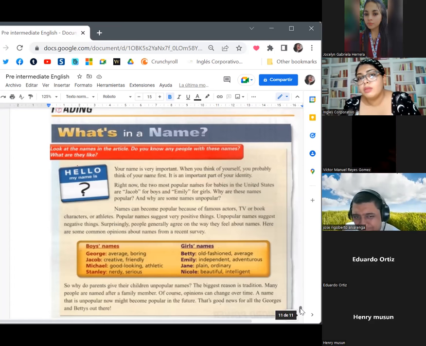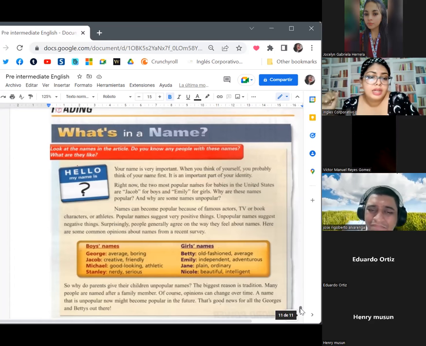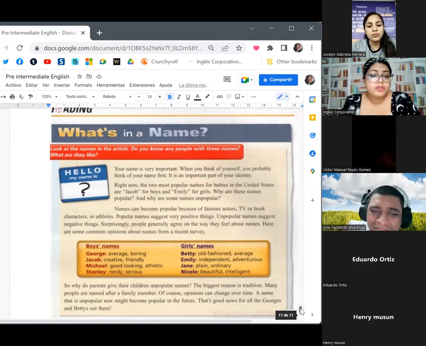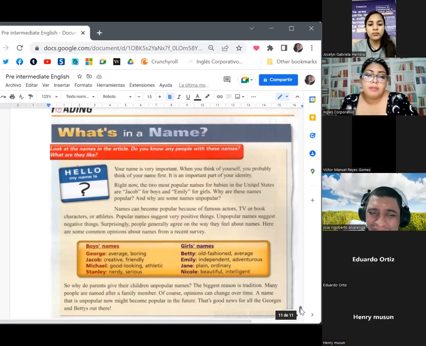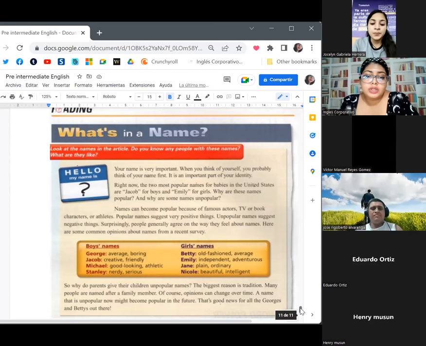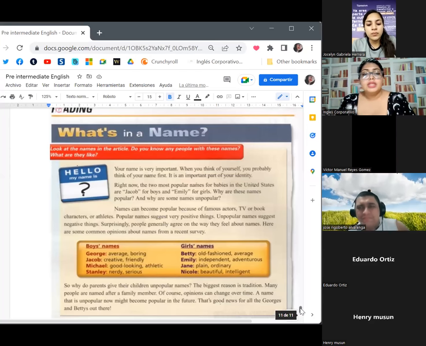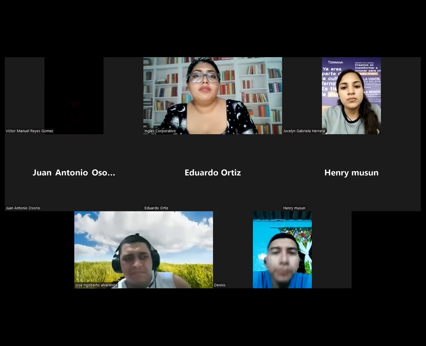¿Por qué los padres le dan nombres que no son populares? And it says, the biggest reason is tradition, es la tradición, ¿verdad? Many people are named after a family member. Of course, opinions can change over time. A name that is unpopular now might become popular in the future. That's good news for all the George and Betty's out there. Dice que los nombres que no son populares puede que lleguen a ser populares en el futuro.